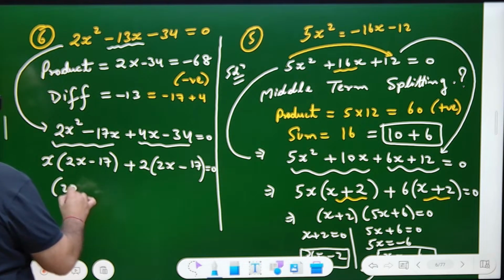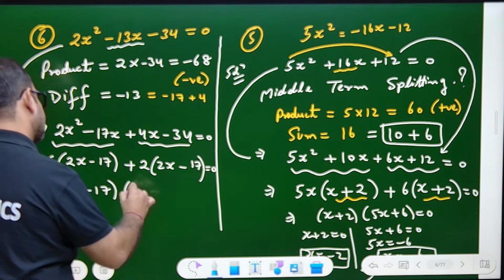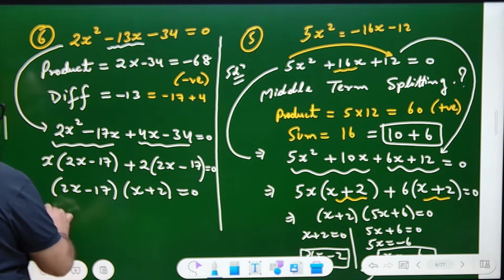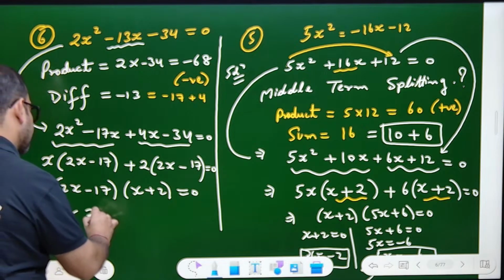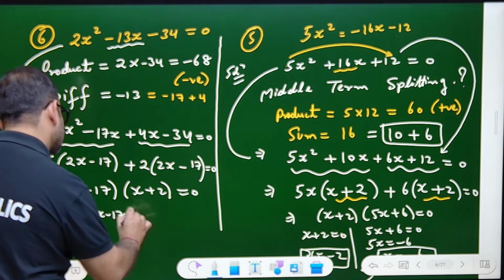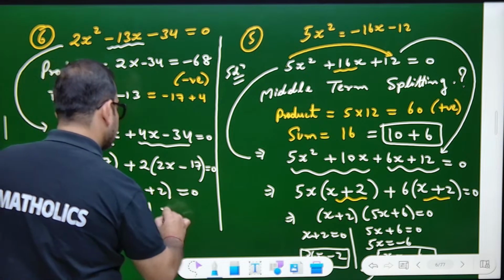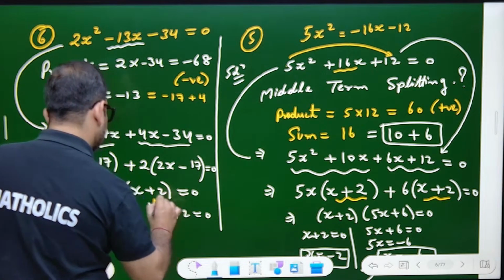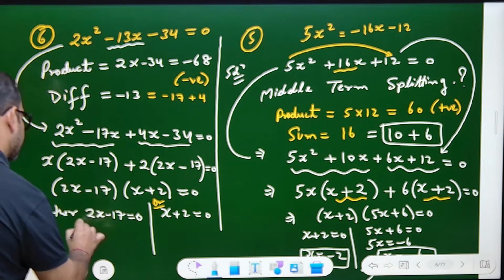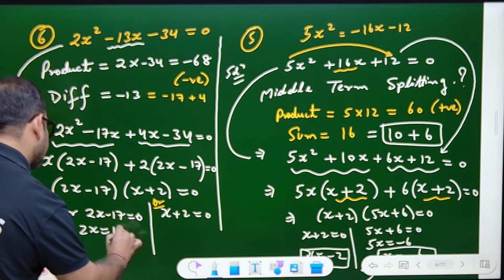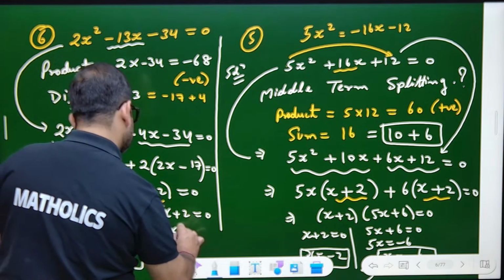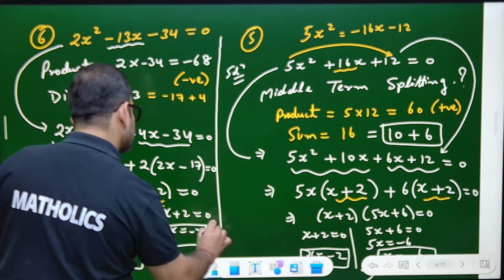So the final equation is (2x minus 17)(x plus 2) equals 0. So either 2x minus 17 equals 0 or x plus 2 equals 0, right? From here we'll get 2x equals 17 and x is going to be 17 by 2. Yes or no? Sorted. From the other we'll get x equals minus 2. I think it is very much clear.